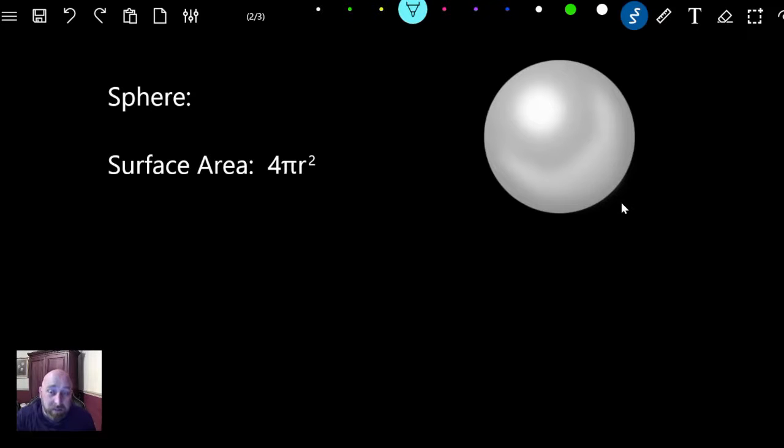But I think it looks like the moon. So we're going to call that the moon. The moon is a sphere. The Earth is a sphere. A volleyball is a sphere. A cue ball is a sphere. My head isn't quite a sphere, but it's pretty close.